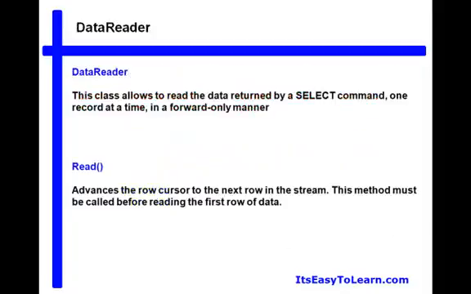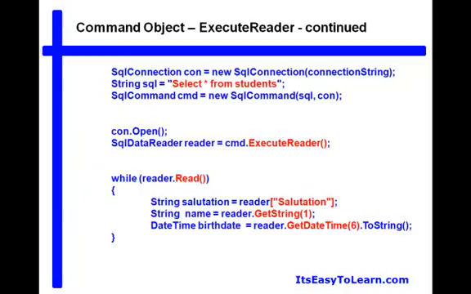And a data reader allows us to read the data from a SQL command one row at a time in a forward only manner. For example, select star from students and we say SQL command.execute reader. This gives us the data reader, and calling the read method gives us the current row, and advances the cursor row by row. So each read gives us a single row.